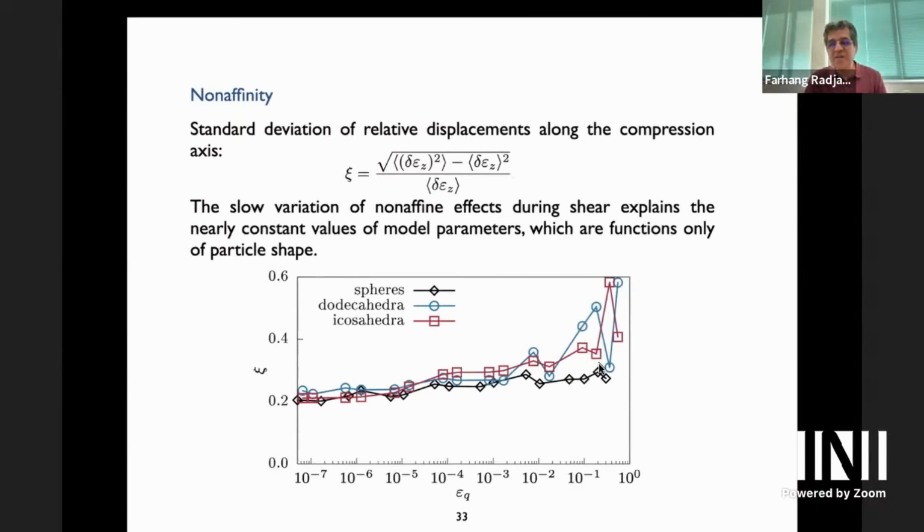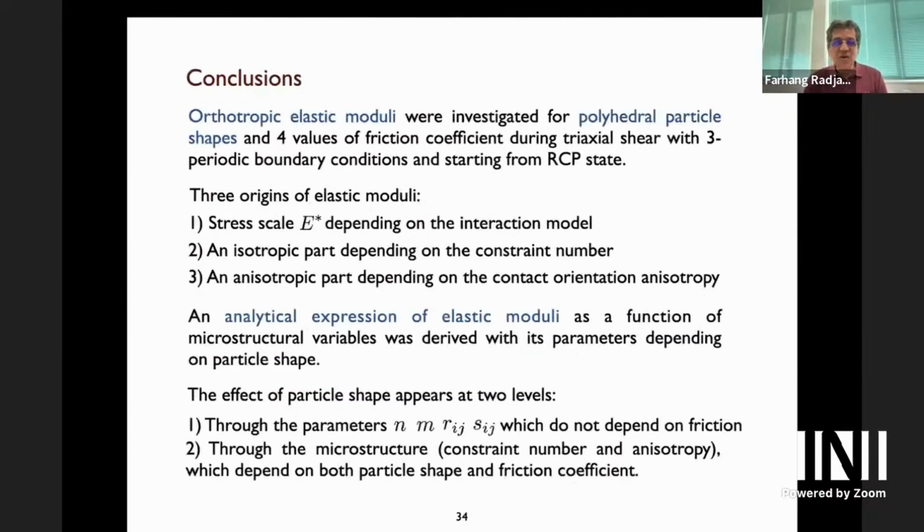The system is unstable, and so this is consistent with the fact that our data points, our elastic moduli, are deviating from the linear approximation. So that explains, or physically justifies, the fact that this simple model is working. So I think it's time to conclude.